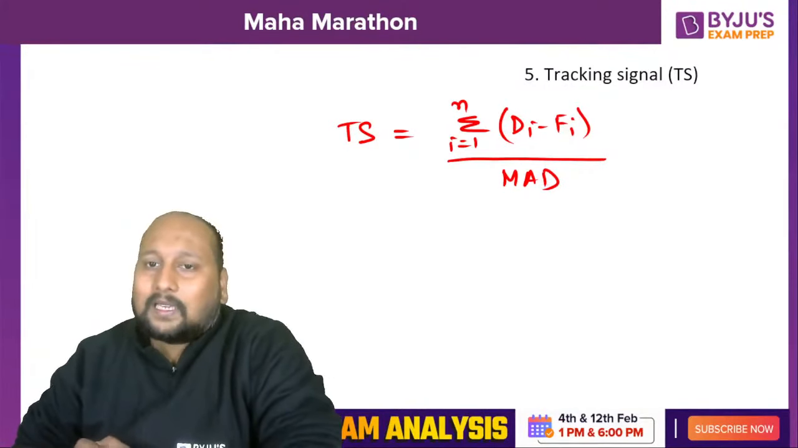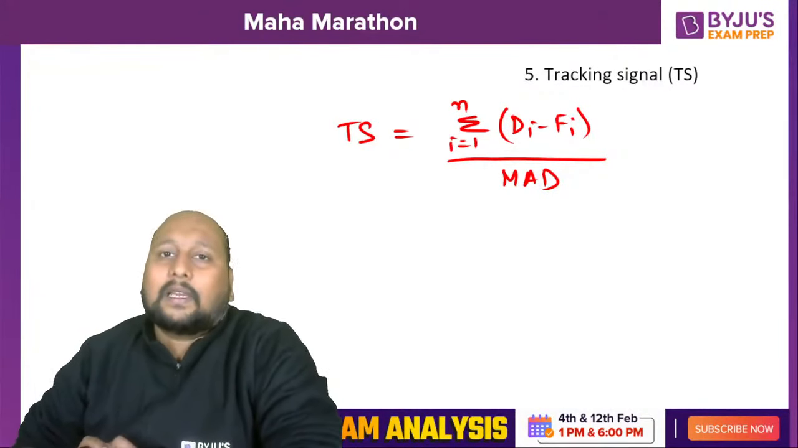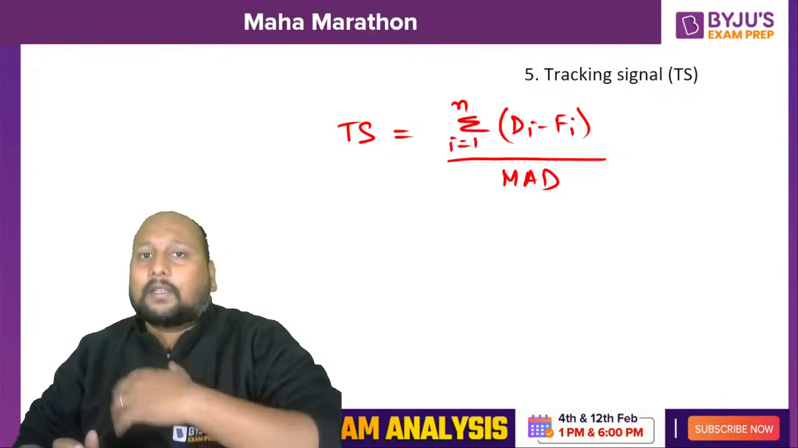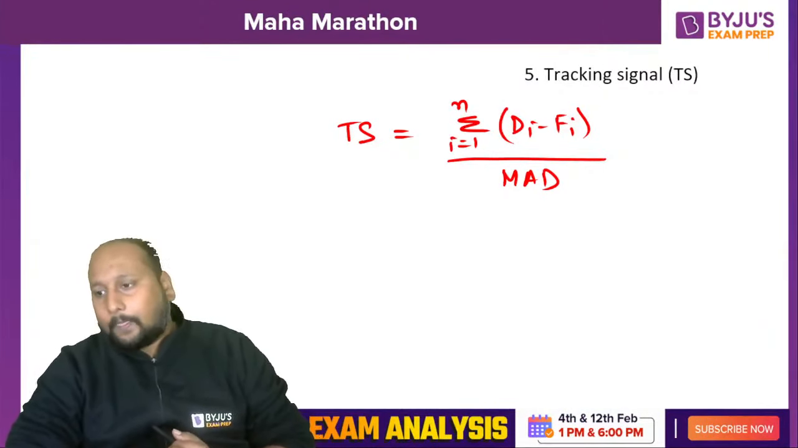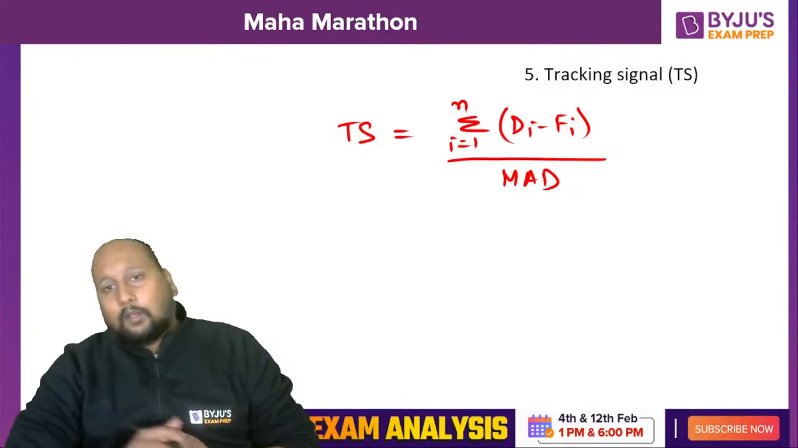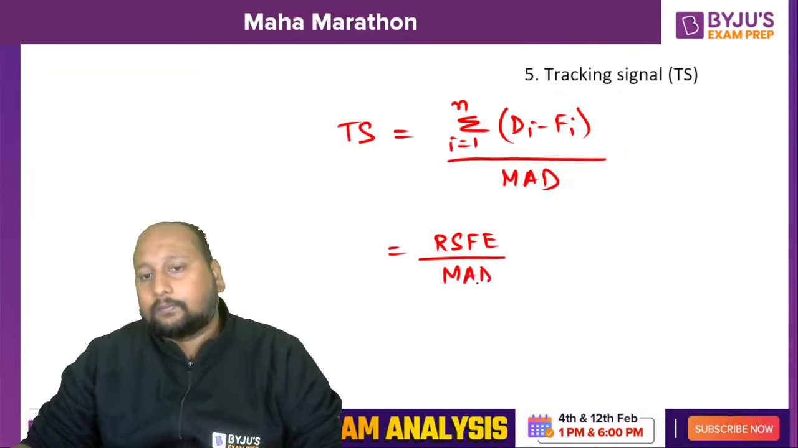Why is this being calculated? The tracking signal helps us identify whether the forecaster is able to forecast the correct value or not. We can also say it is equal to the running sum of forecast error divided by the mean absolute deviation. That is the tracking signal.